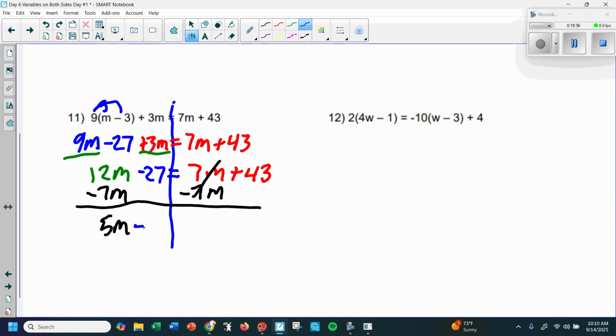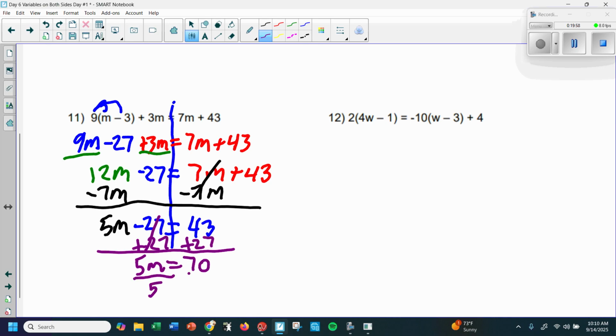And again, if you don't use it, let's reuse it. And let's reuse the 43. Now that we got the m's on one side, let's start moving everything to the other side. Let's add the 27. We get 5m is equal to 70. Divide by 5, and you get m equals 14.